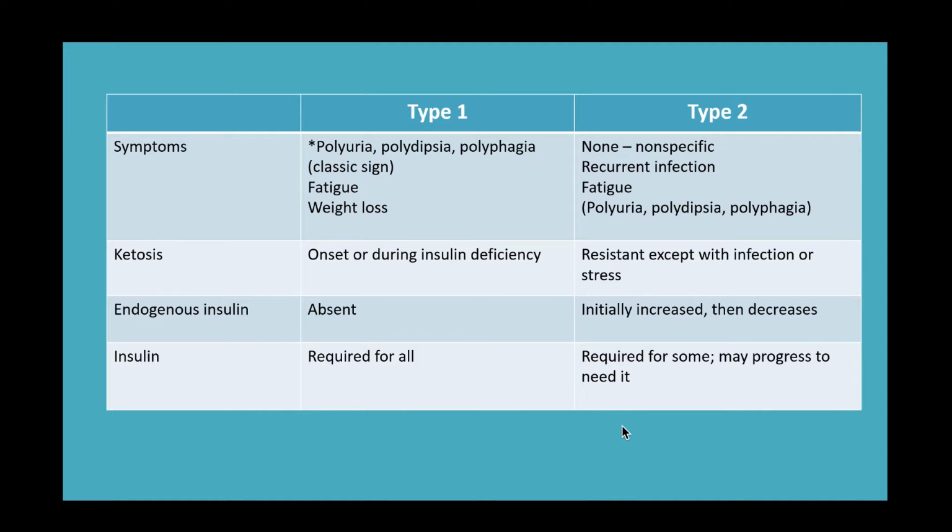So again, type 1 don't have insulin. Type 2, they do have insulin being made within the body, but over time, the body becomes resistant to the insulin that's being made, or the body is not making as much insulin. So a couple different thoughts there are adipose tissue surrounds the pancreas, and the production of insulin is decreased because the pancreas is being strangled by adipose.